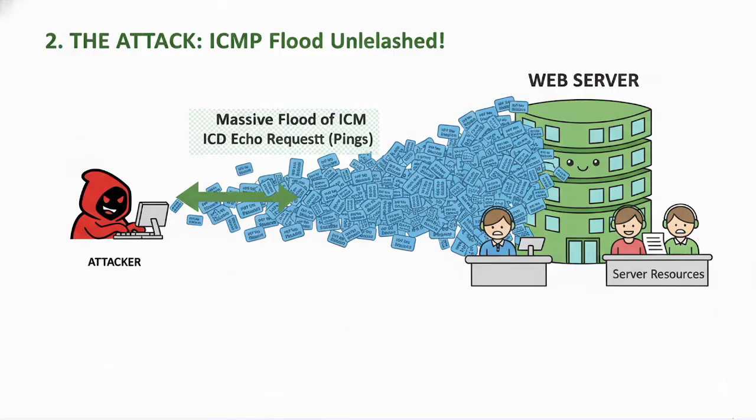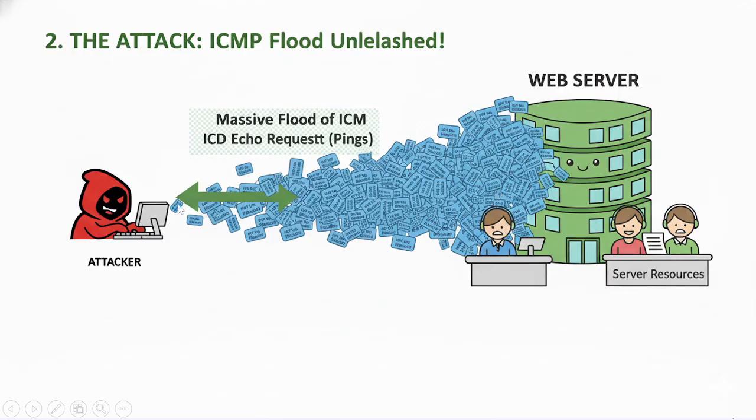Now let's look at the attack to the normal flow. So here the ICMP flood is unleashed. In this segment, we will break down one of the foundational denial of service attacks. On the left, we see our attacker. Here is the attacker. They are initiating a massive flood of ICMP echo requests.